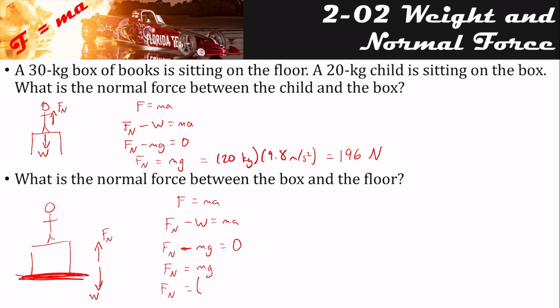Now our mass this time would be the total mass. Since we're on the bottom here, it's going to be the total combined mass. So that would be the 30 kilograms from the box plus the 20 kilograms from the child. So that'll be 50 kilograms times 9.8, or 490 newtons.